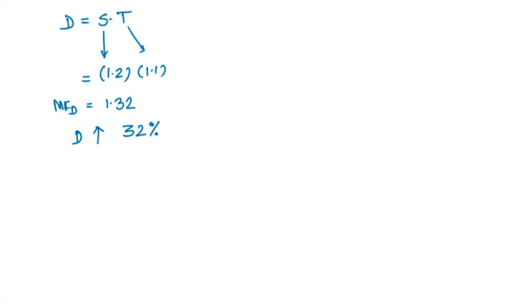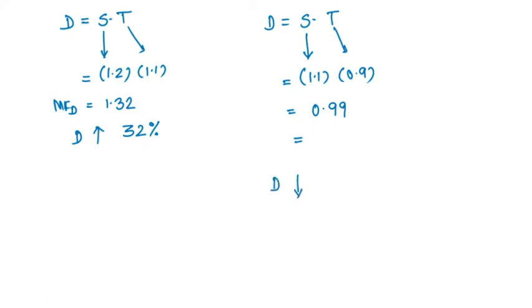My speed increases by 10%, my time reduces by 10%. Now distance is equal to speed into time. Speed increases by 10%, 1.1. Time reduces by 10%, 0.9. So what is 1.1 into 0.9? 0.99. What is 0.99? 0.99 is less than 1, so distance will come down. How much does it come down? I can write this as 1 minus 0.01, which is nothing but 1 minus 1%. So the distance comes down by 1%.